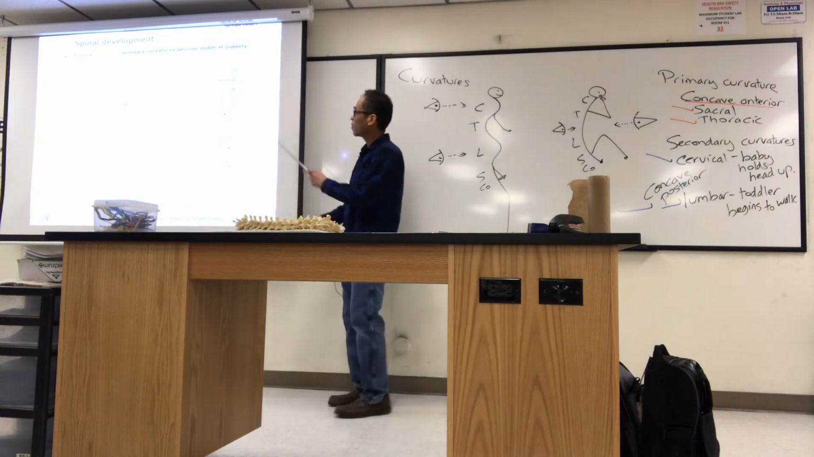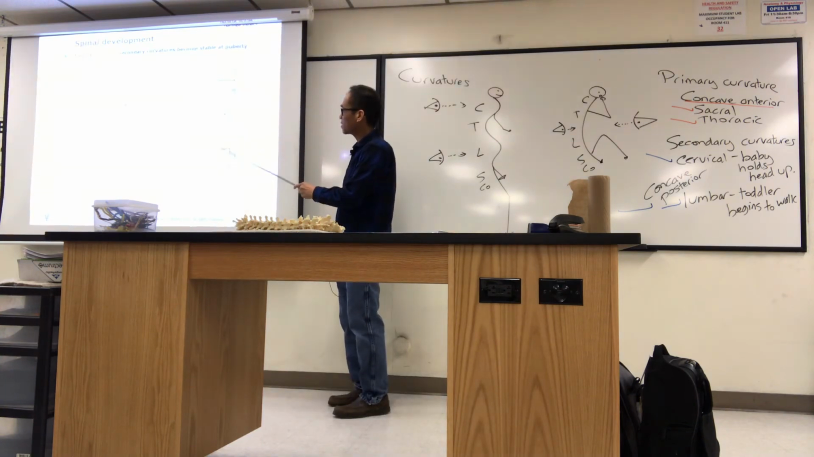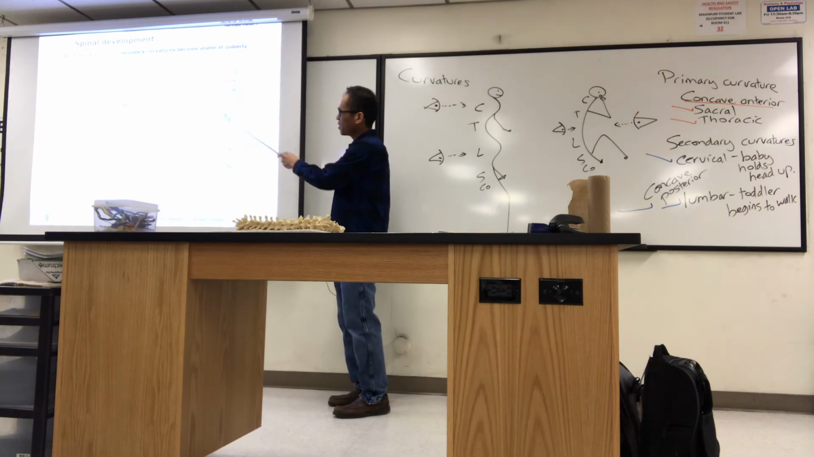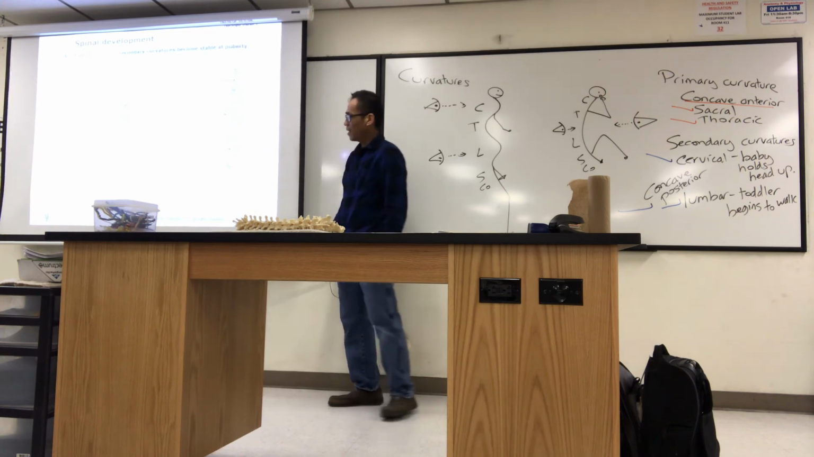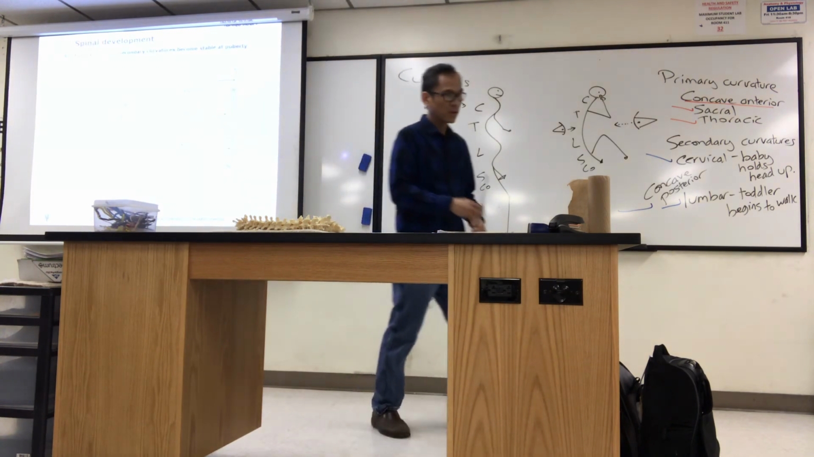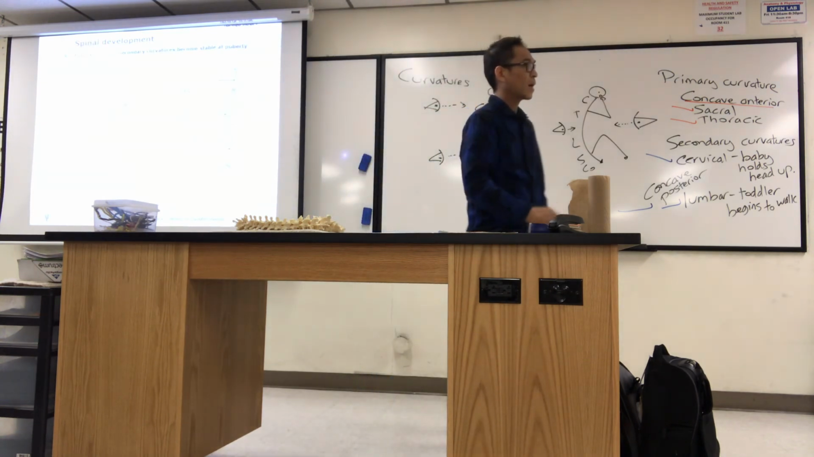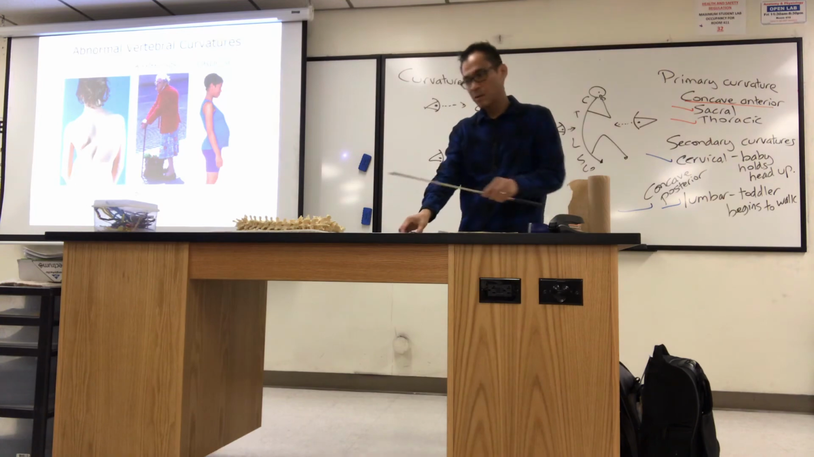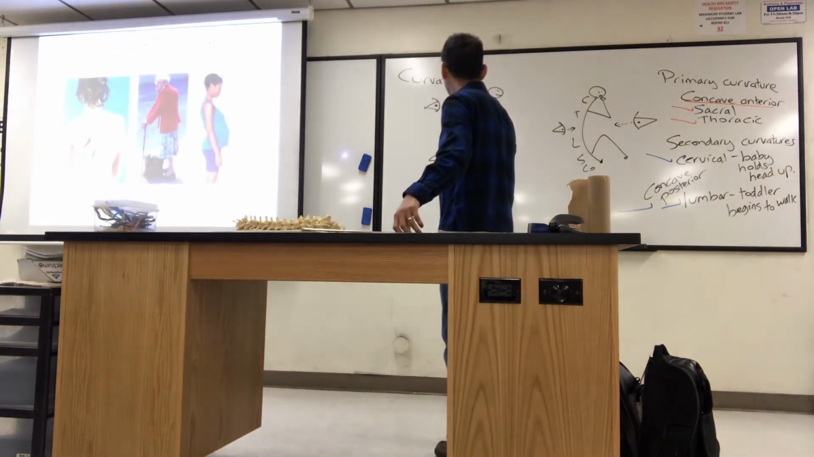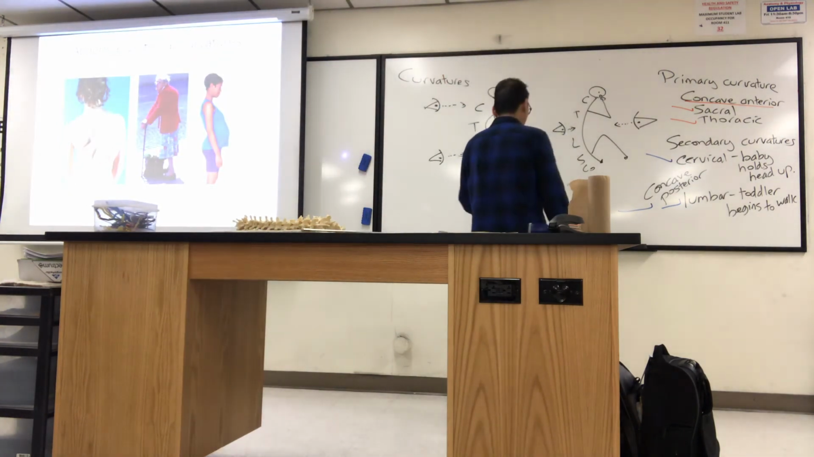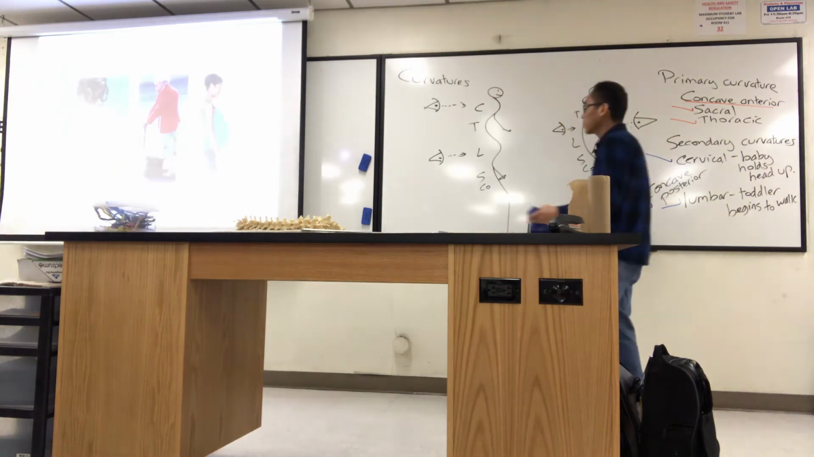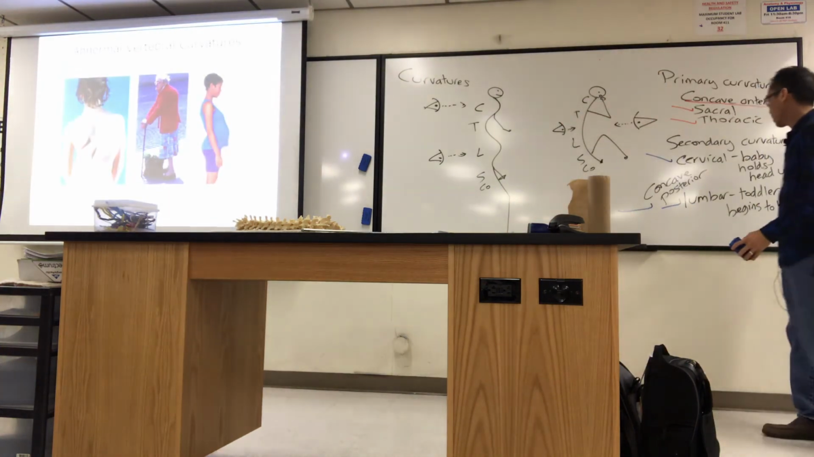The terms lordosis and kyphosis also describe kind of bending that way or that way. Usually I use those terms to describe an excess curvature of the spine, like shown here. So let's talk about some abnormal curvatures of the spine that need to be treated.